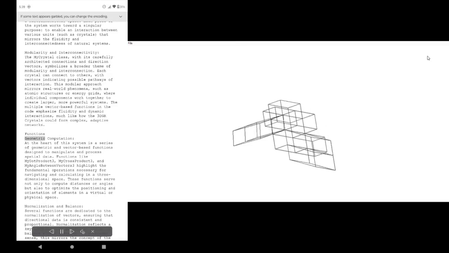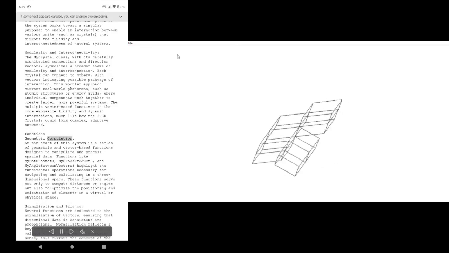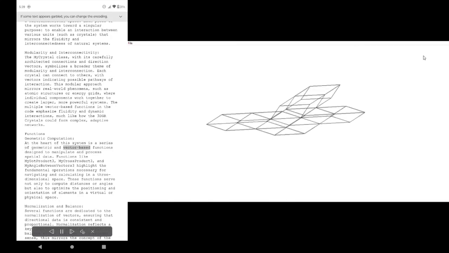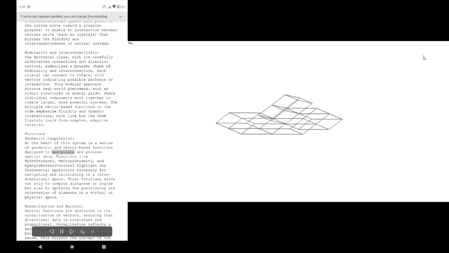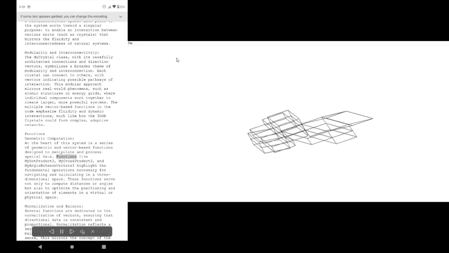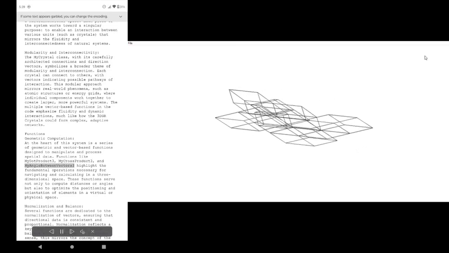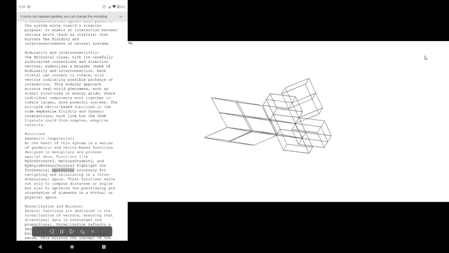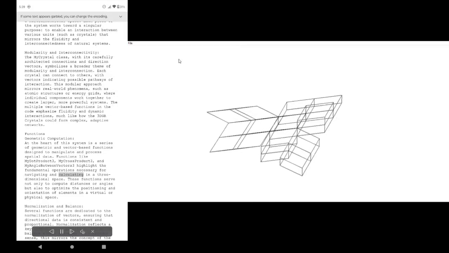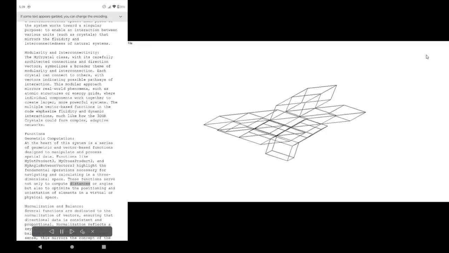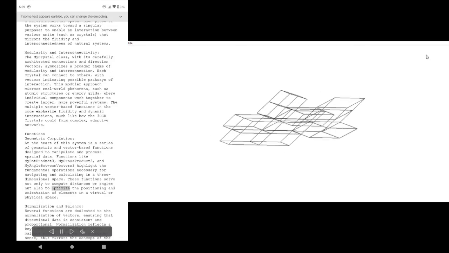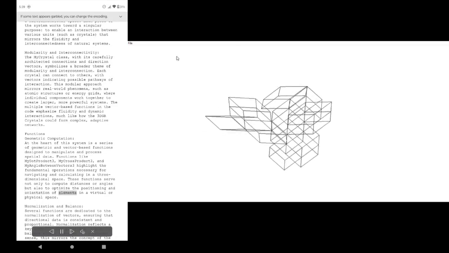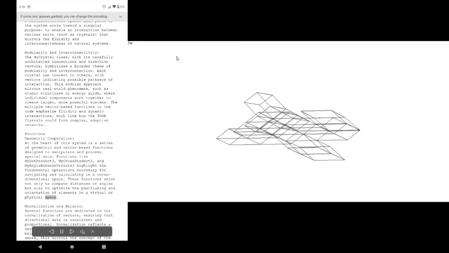Functions. Geometric computation. At the heart of the system is a series of geometric and vector-based functions designed to manipulate and process spatial data. Functions like MyDotProduct3, MyCrossProduct3, and MyAngleBetweenVectors3 highlight the fundamental operations necessary for navigating and calculating in a three-dimensional space. These functions serve not only to compute distances or angles, but also to optimize the positioning and orientation of elements in a virtual or physical space.